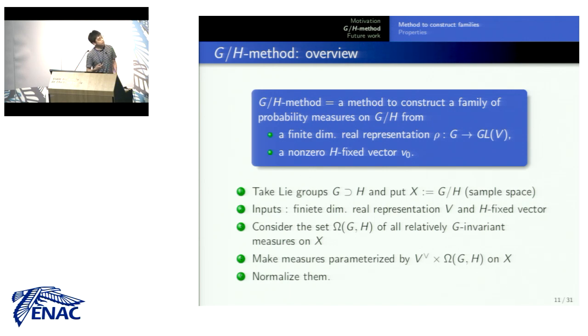We will see the method precisely later, but roughly speaking, the procedure of our method is as follows. First, take Lie groups G and H and consider the homogeneous space G mod H. This is our sample space. Then we take a finite dimensional real representation V and an H-fixed vector. Next, we consider the set of all relatively G-invariant measures on X. Next, we make measures parameterized by the dual of V and omega GH. Finally, we normalize them.